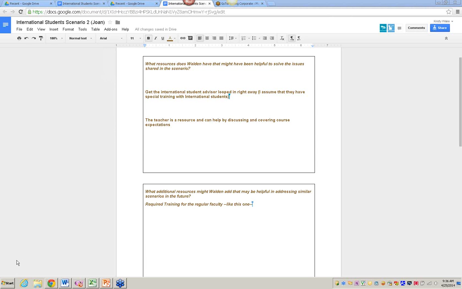Our next question, what additional resources might Walden add that may be helpful in addressing this? Requiring training for the regular faculty, like this one. Wonderful. Thank you so much.